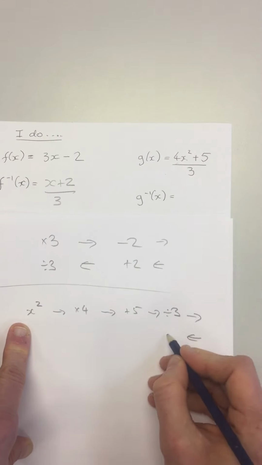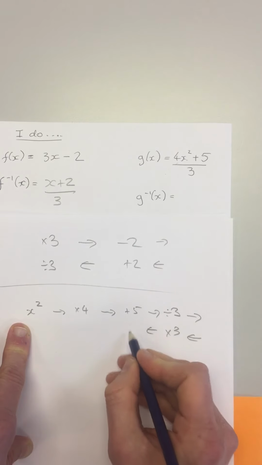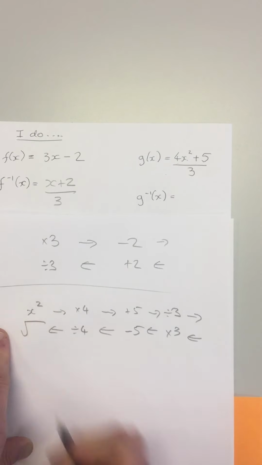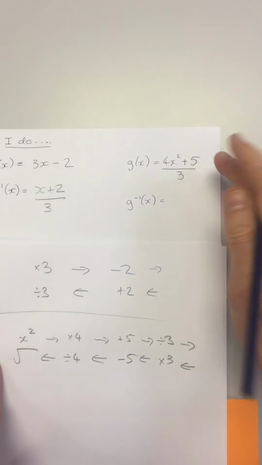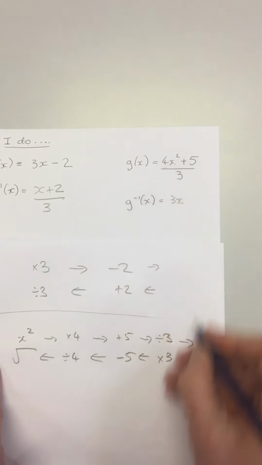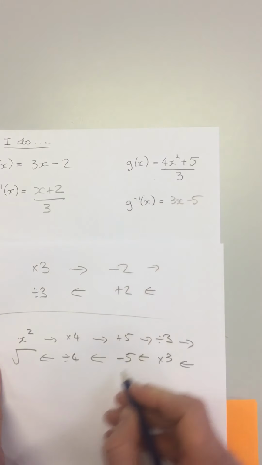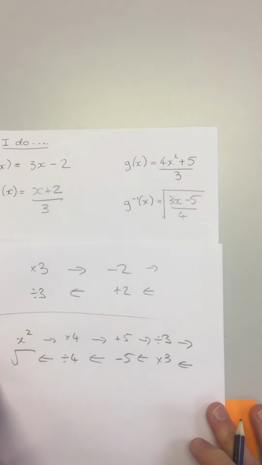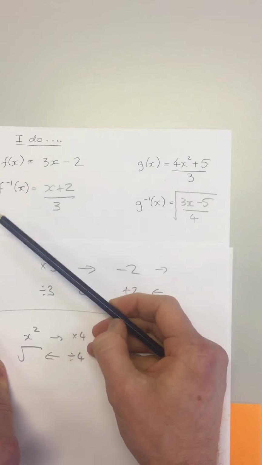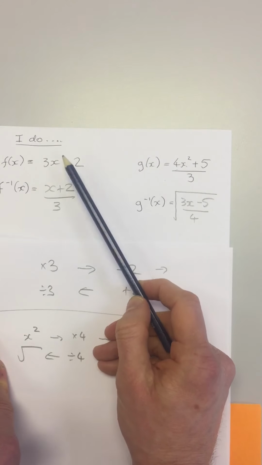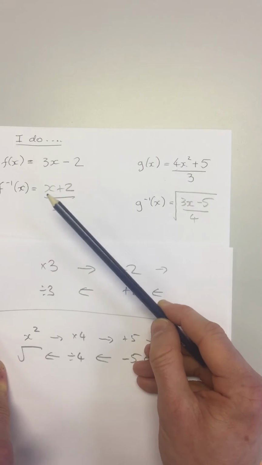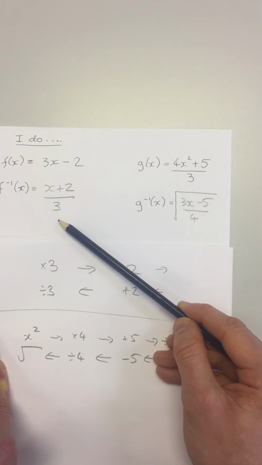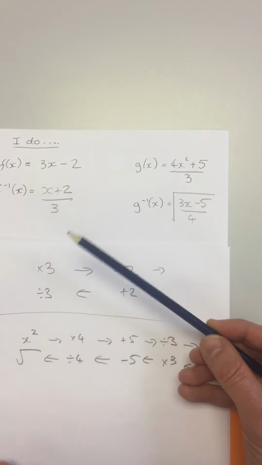So in reverse, I would times by 3, I would subtract 5, I would divide by 4, and then I would square root. So I would write that down as 3 times x minus the 5, divide by the 4, then square root. So the whole idea of this topic is, if I was to substitute a number into this function here, get my answer, and then substitute it into the inverse function, because these are the inverses of each other, you would get back to where you started. You would get back to the same number.